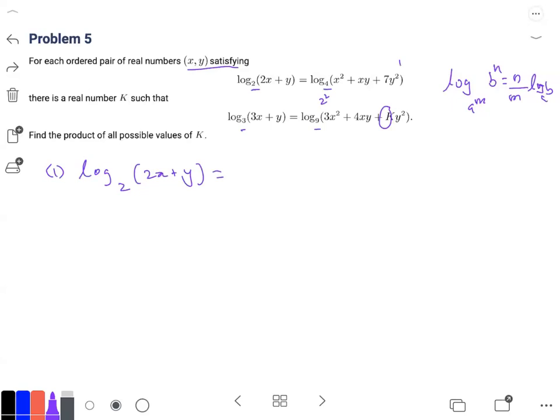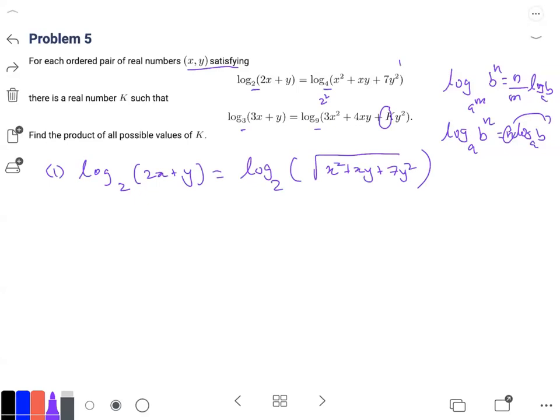And then the next property, which is log base a of b to the n is equal to n log base a of b. We can use this property in converse. We have 1/2 log 4 of x squared plus xy plus 7y squared. We can take this n up. So we get log 2 of x squared plus xy plus 7y squared to the power 1/2, but that's the exact same thing as the root. So log 2 of the root of x squared plus xy plus 7y squared.